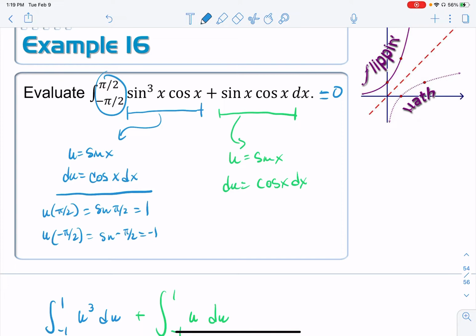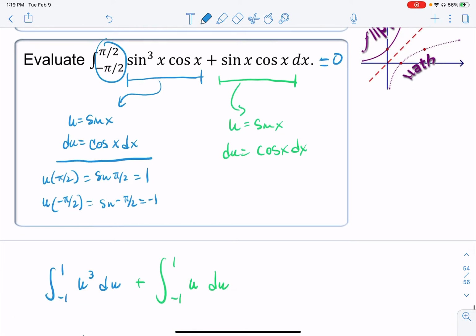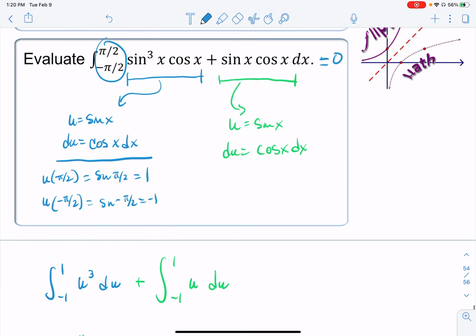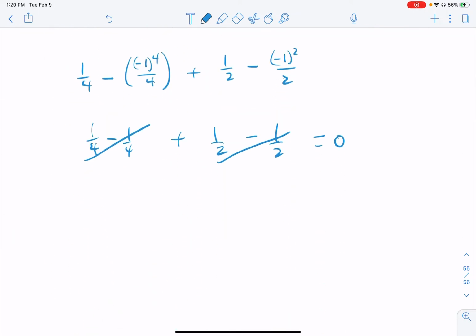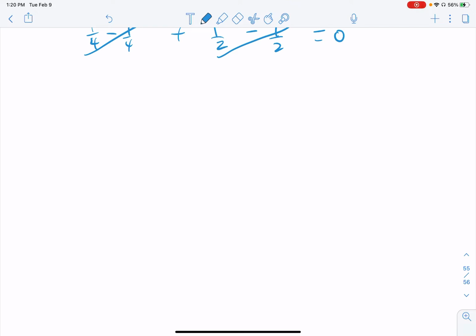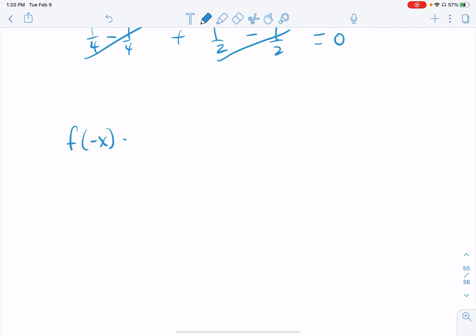an odd function, because the limits of integration there are symmetric to the y-axis. But how could you have just looked at that and seen that it was an odd function? Well, the way that you do it is with the algebraic test, of course, and the algebraic test goes like this. I'm going to stick in a negative here. So f of negative x is equal to sine cubed of negative x times cosine of negative x plus sine of negative x cosine of negative x.